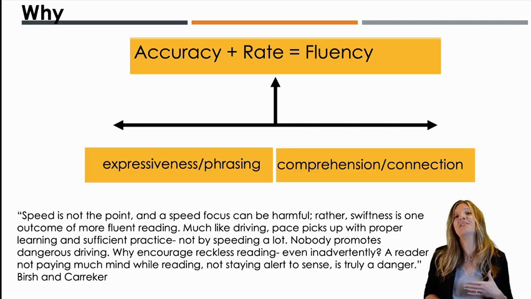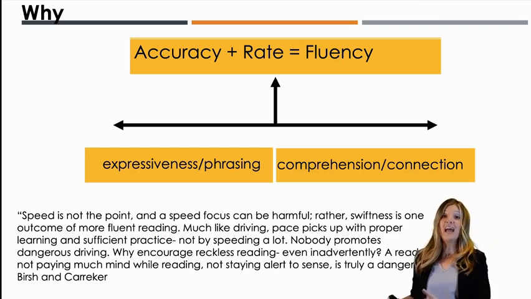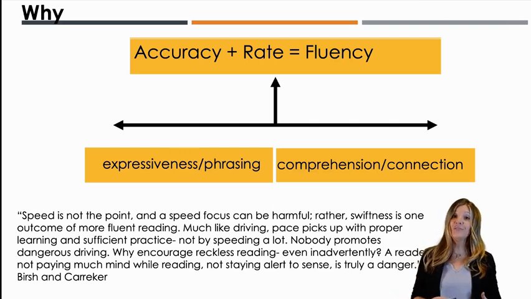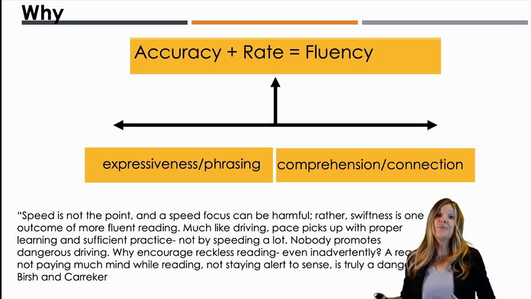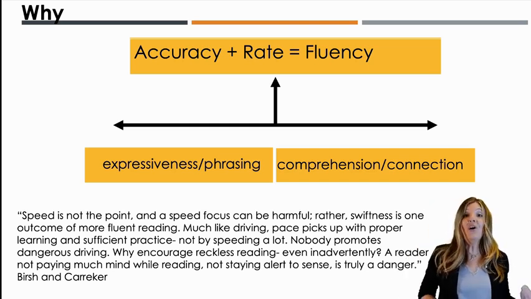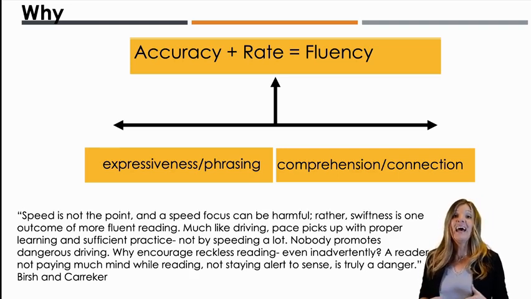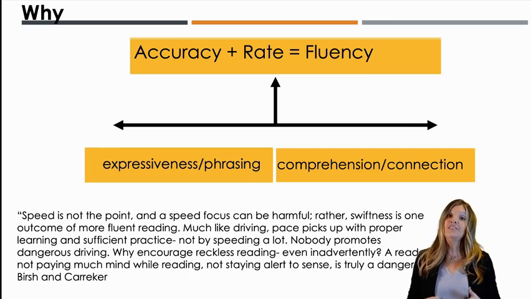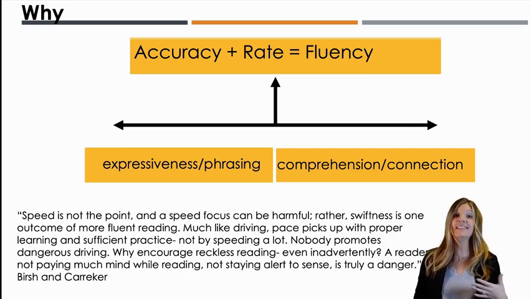Instead, we want to have this idea. We want to know that students need to be accurate and fluent in order to have fluency. So we want them to be reading correctly at an appropriate rate. But we also need them to have expressiveness and phrasing, and we most importantly need to tune in that comprehension and connection is always the end game.